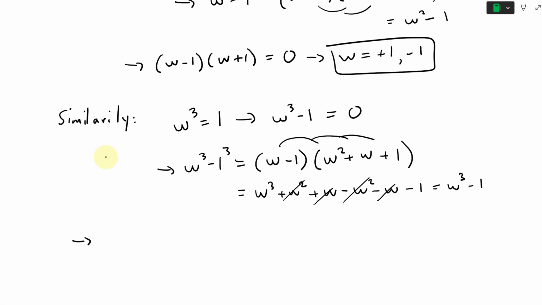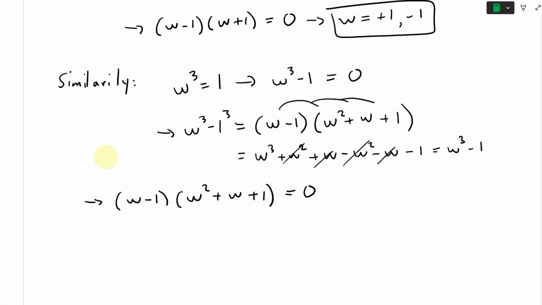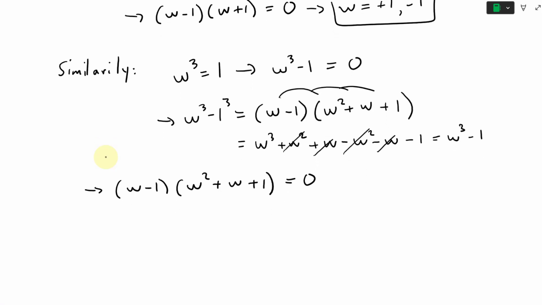So then what we get, these are the factors: w minus 1, and then w squared plus w plus 1 equals 0. So now we can solve these. We're going to have 3 solutions. The first one, solution 1, is this one here, w minus 1. So w equals 1 is the first one.